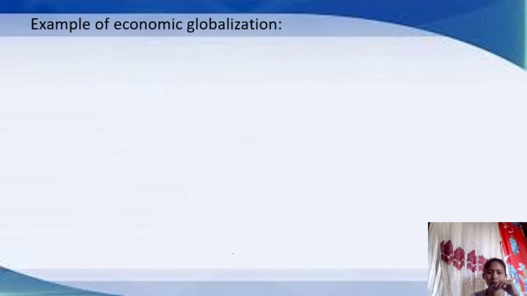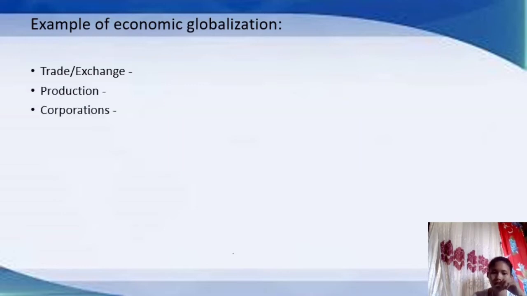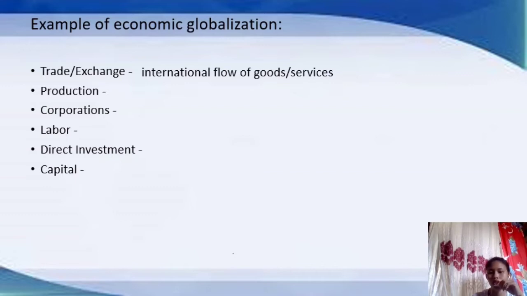So here are the examples of economic globalization. First is trade and exchange, then production, corporations, labor, direct investment, and capital. So what is trade and exchange? It is the international flow of goods or services.